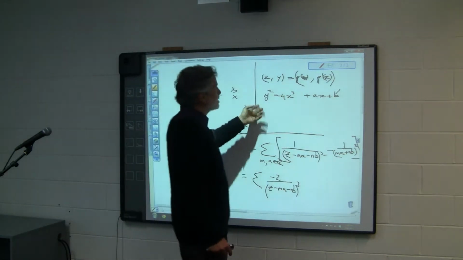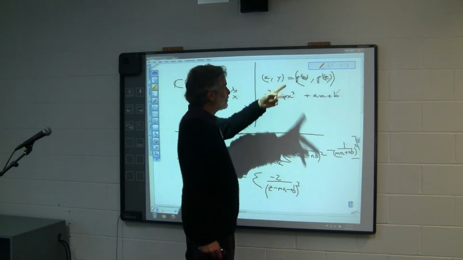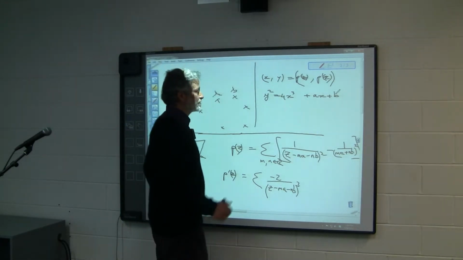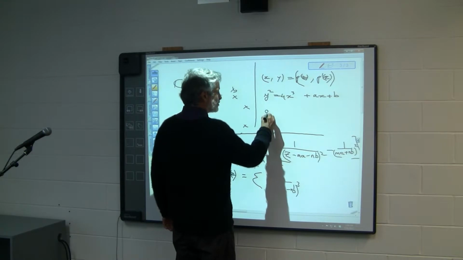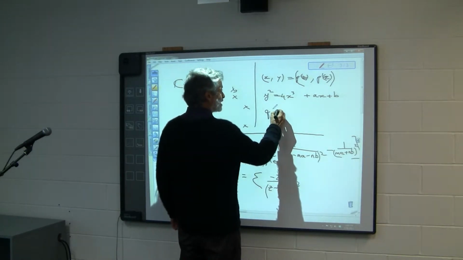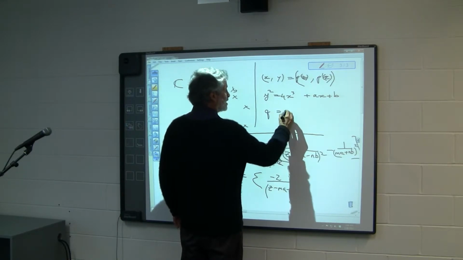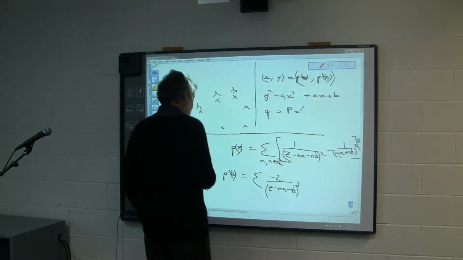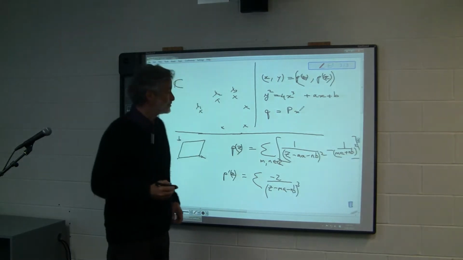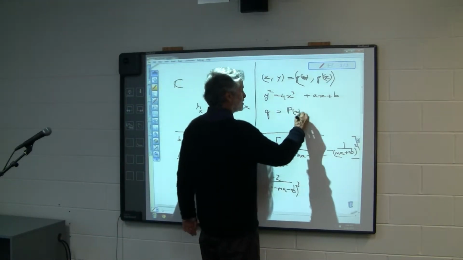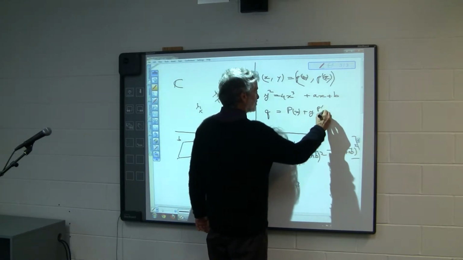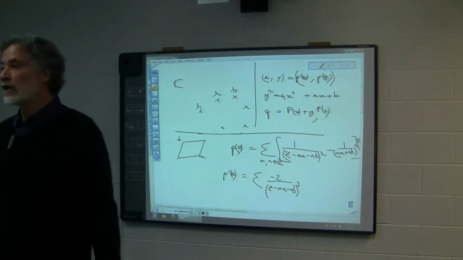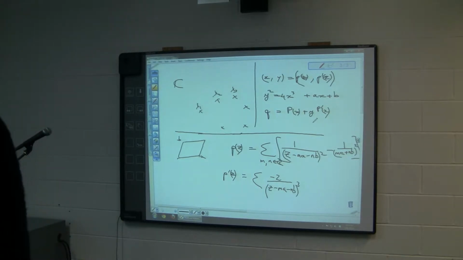And the second, and perhaps remarkable fact, is that every meromorphic function on the torus, if Q is a meromorphic function on the torus, you can write it as a polynomial in X, so a polynomial in the P function, plus y times another polynomial in X. So you have found all the meromorphic functions on the torus.